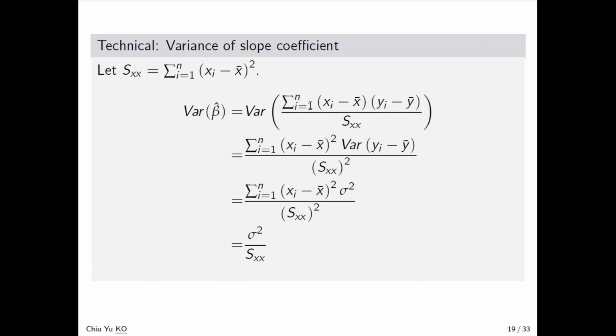Just one slide only, this is easy. Assume SXX is shorthand for the sum of squares of x. The variance of beta hat will be the variance of the fraction, the sum of x times y over the sum of square x. And remember, x are constants in this model, so that can be taken out and squared.